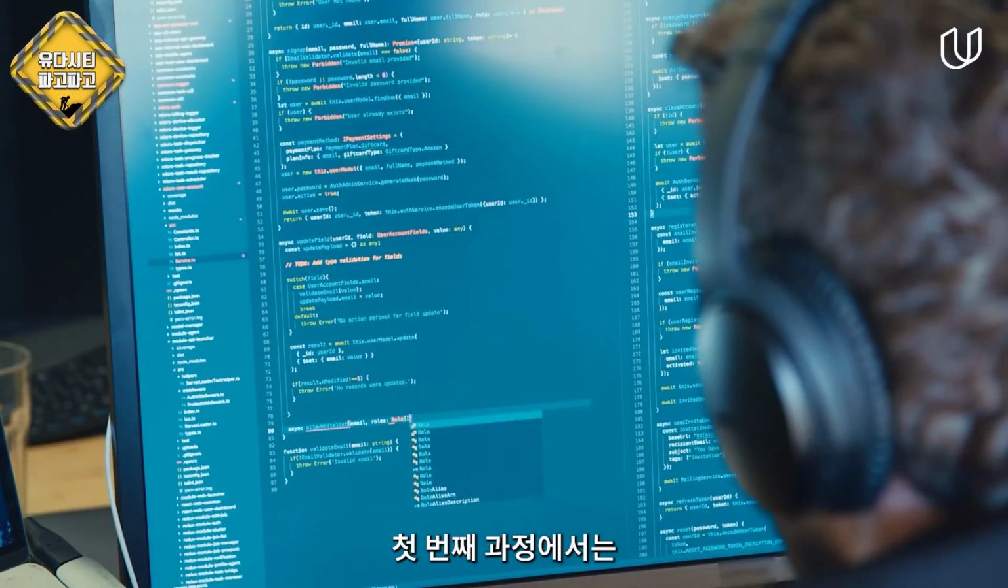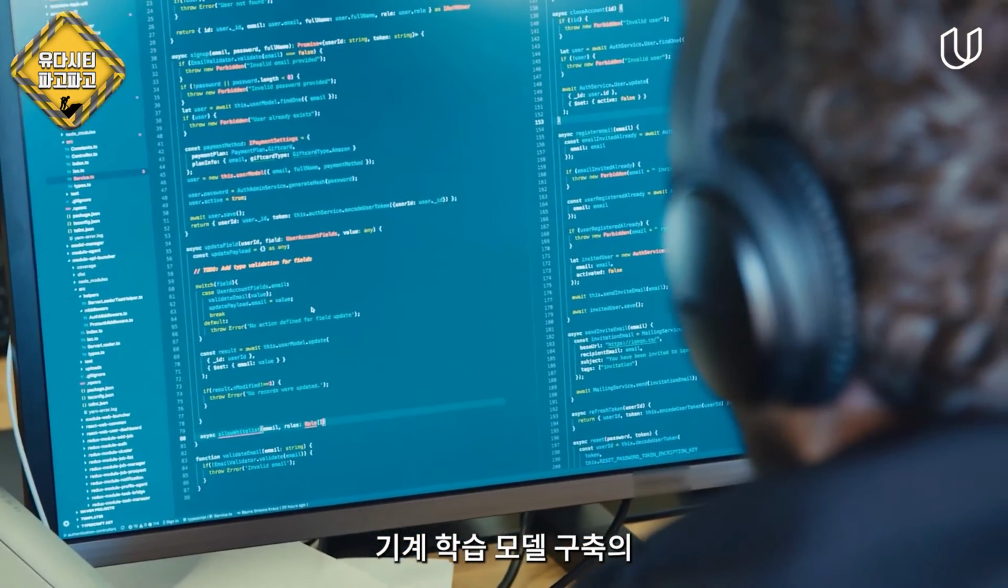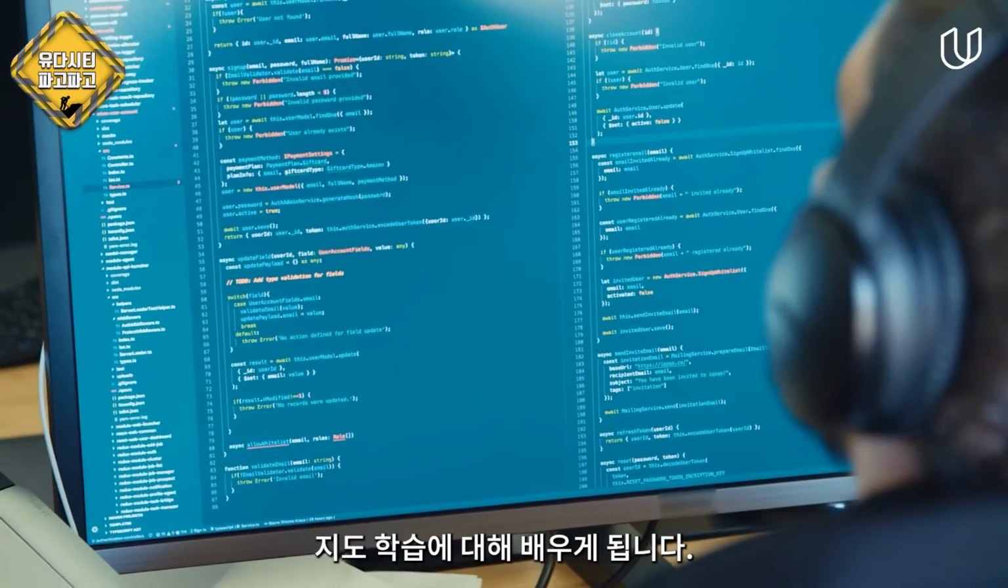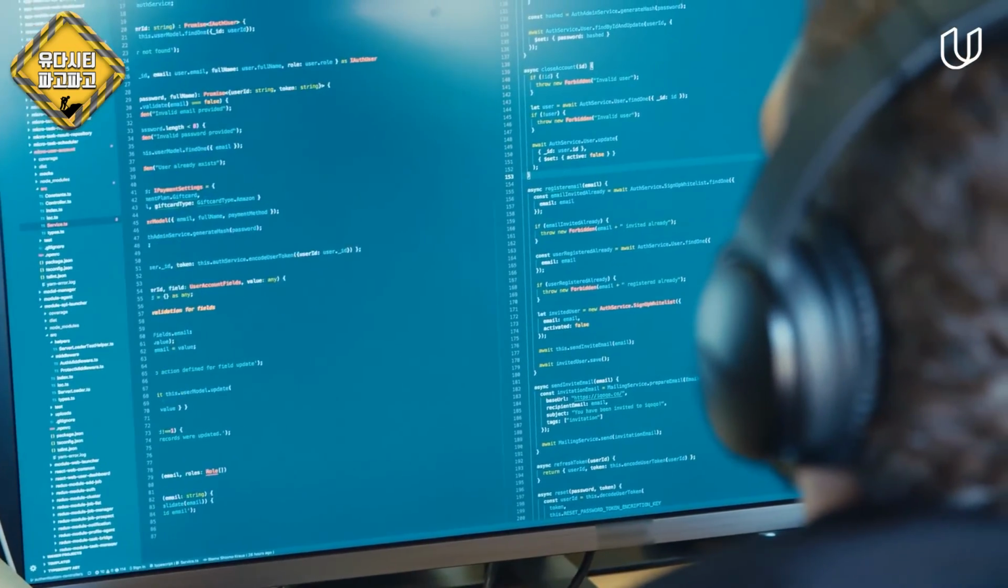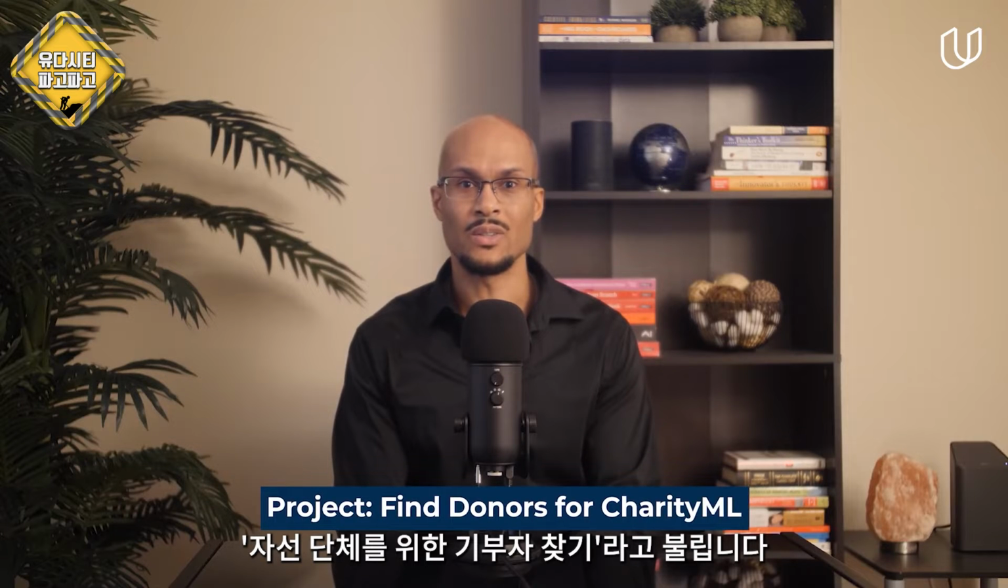In this first course, you will learn about supervised learning, which is a common class of methods for machine learning model construction. The project associated with this course is called Find Donors for Charity ML. It involves writing a Python script using a dataset from a fictional charity organization. The purpose of this project is to identify categories of people based on existing charity donors in a dataset that are most likely to donate to the charity.